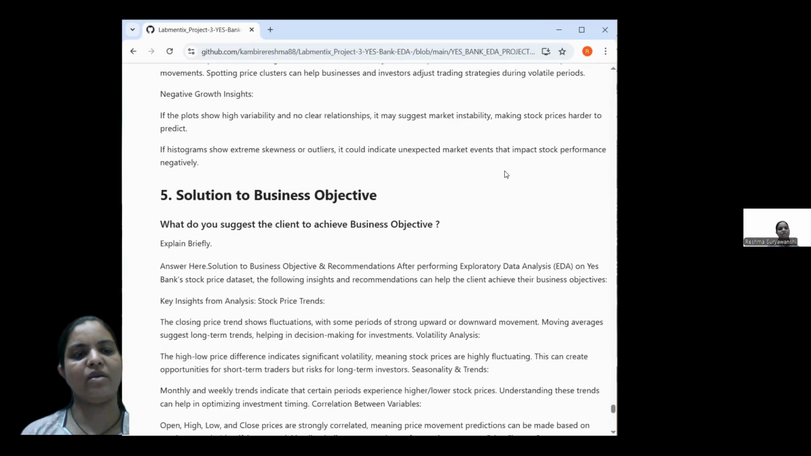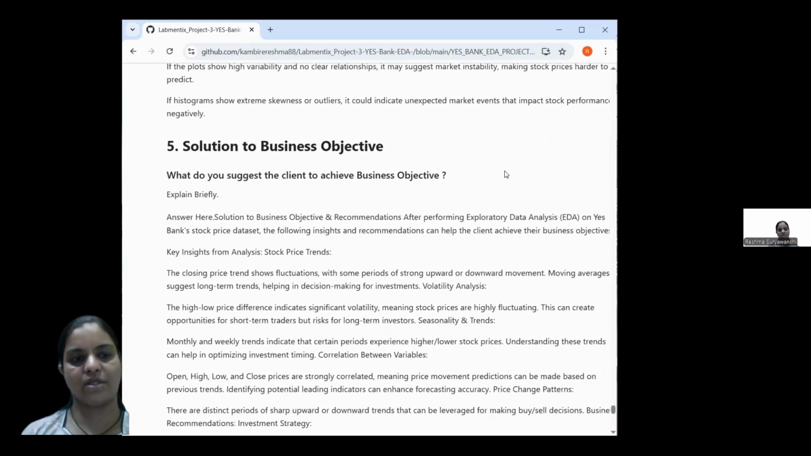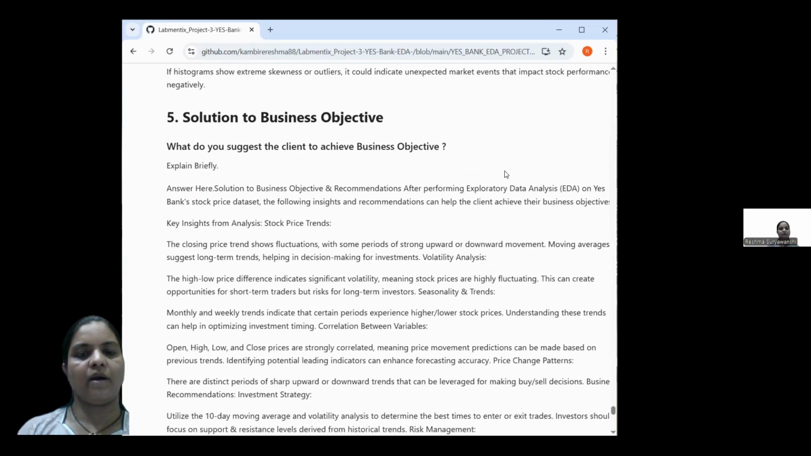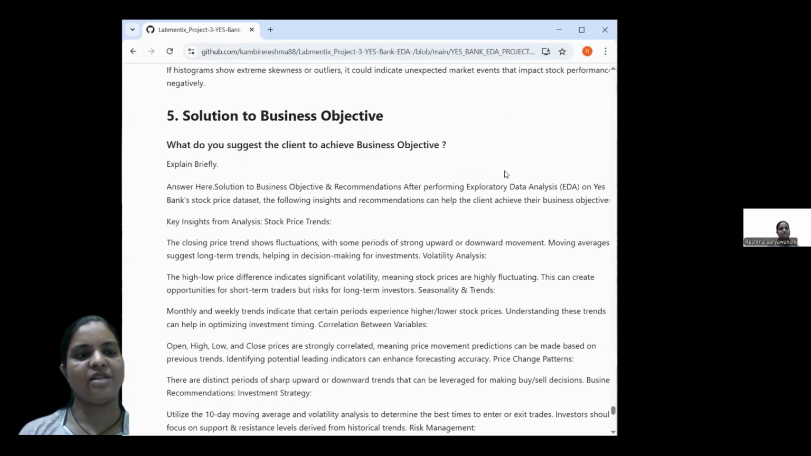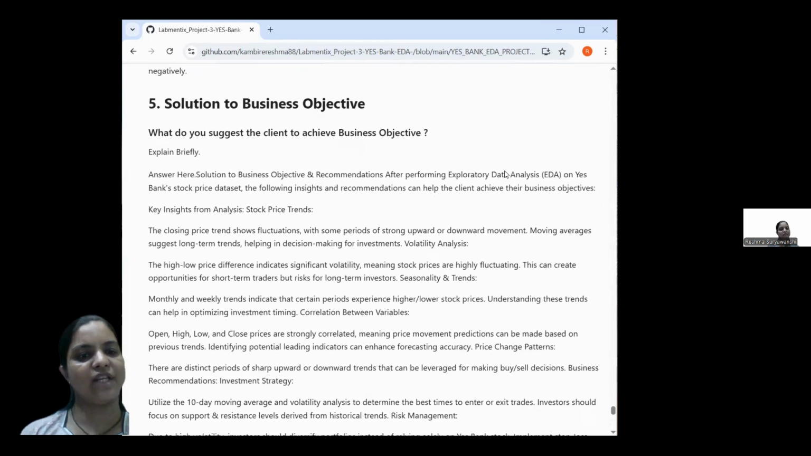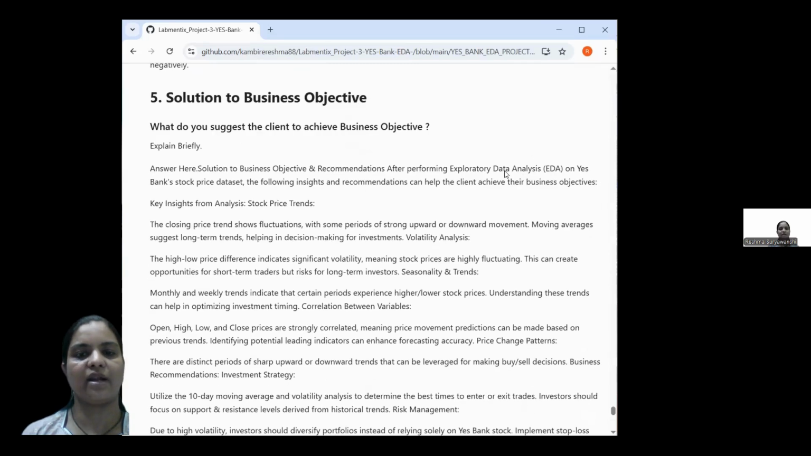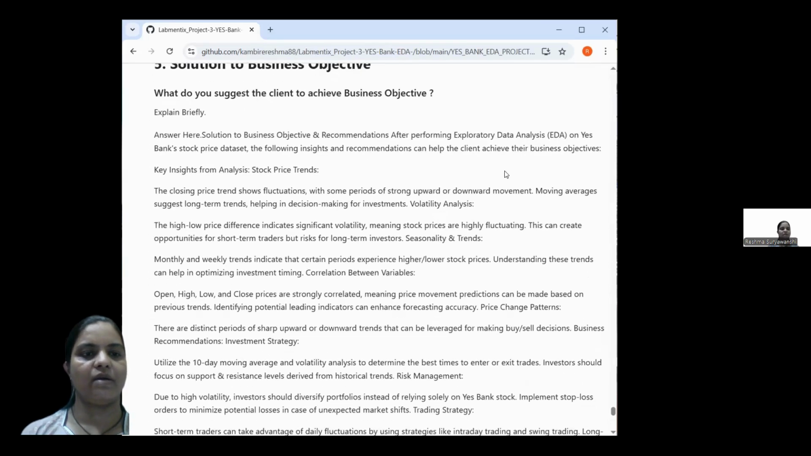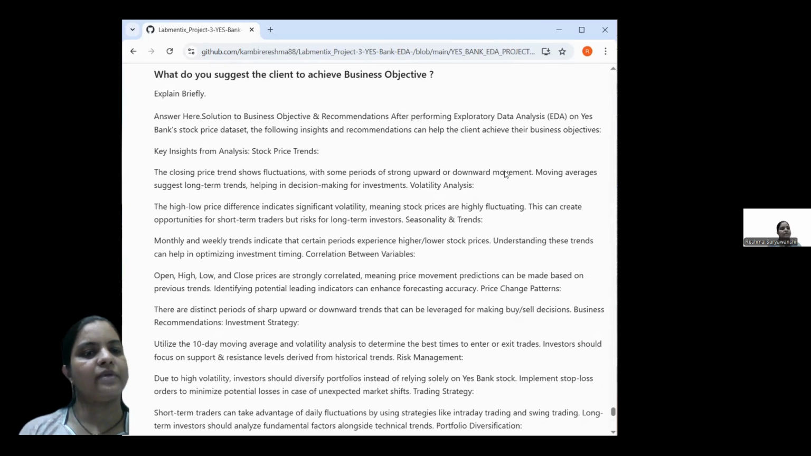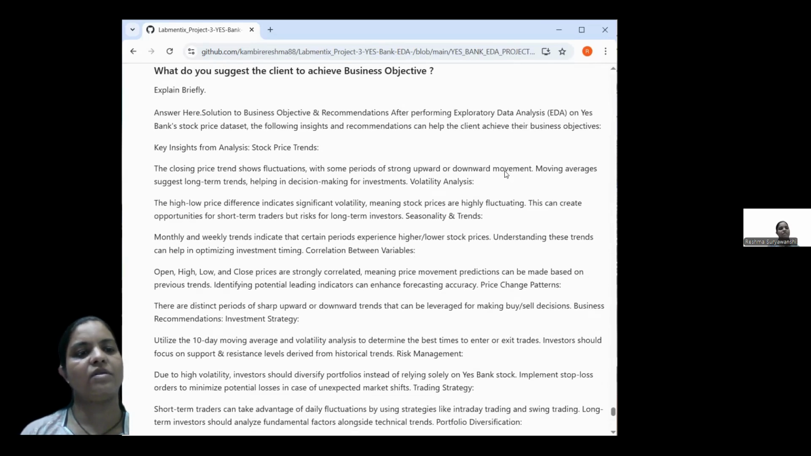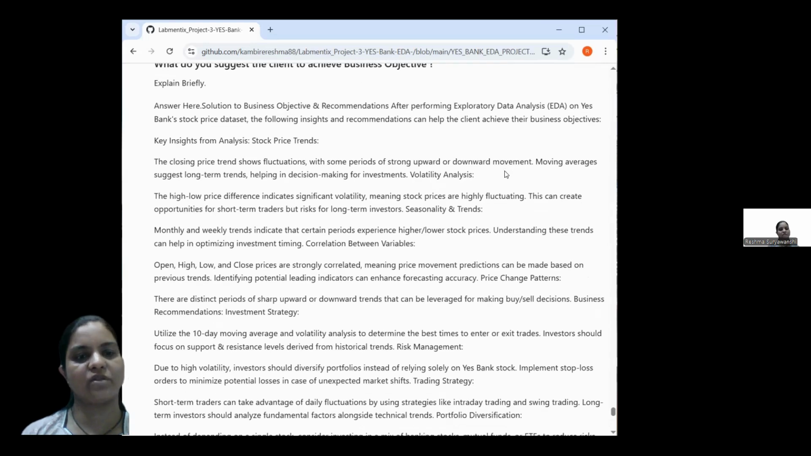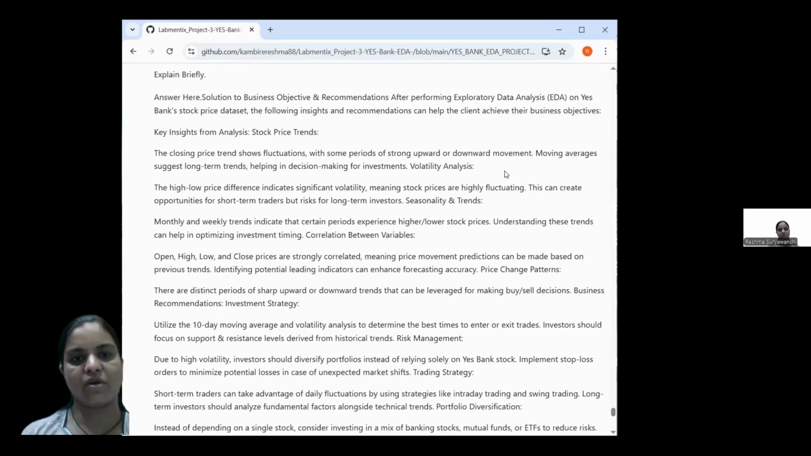Now coming to the solution to the business objective. After performing EDA on the Yes Bank stock price dataset, the following insights and recommendations can help the client achieve their business objective. Stock price trends: the closing price trend shows fluctuation with some periods of strong upward or downward movement. Moving averages suggest long-term trends, helping in decision making for investment.